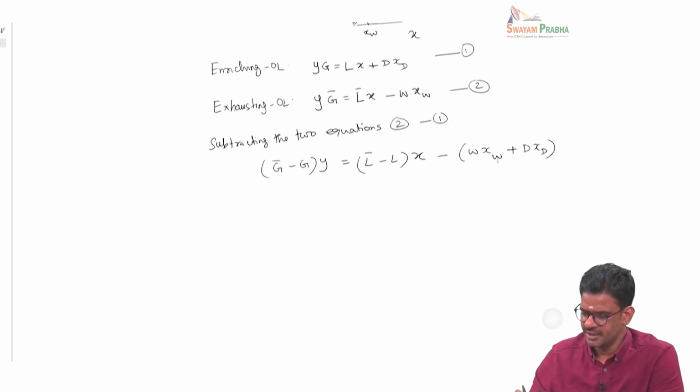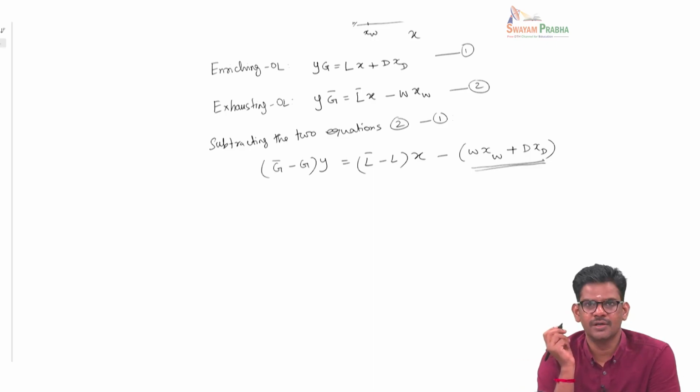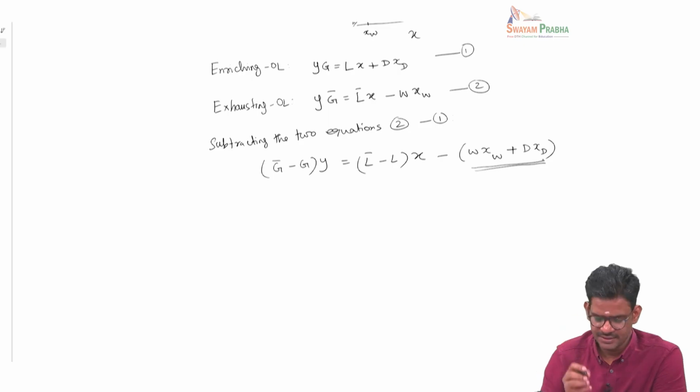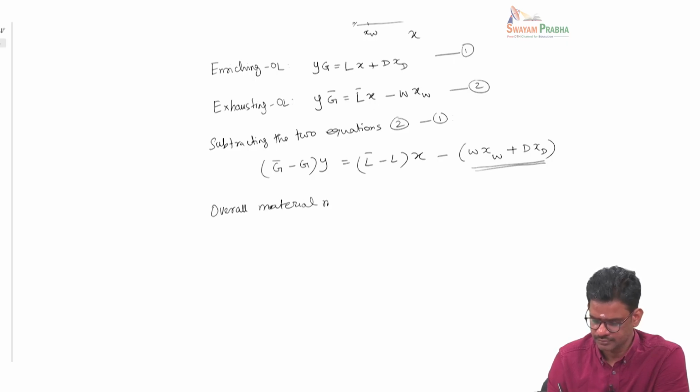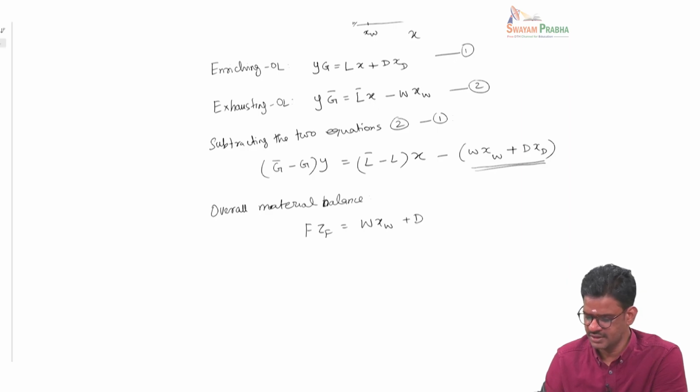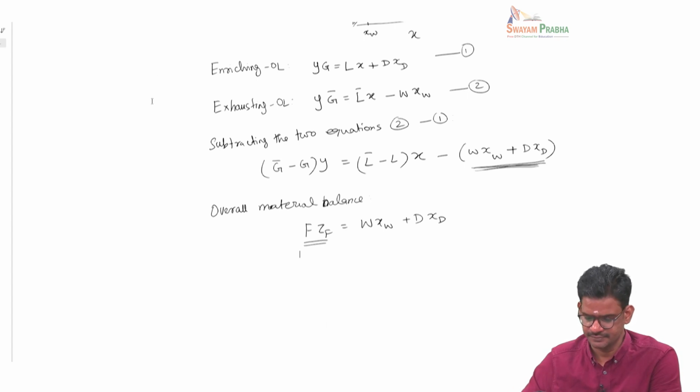Now if you look at this particular quantity, it is something that is related to the overall material balance. So if I do an overall material balance for the entire distillation column, this is F times ZF is equal to W times XW plus D times XD. Okay, so now for this term we can replace it with F times ZF.